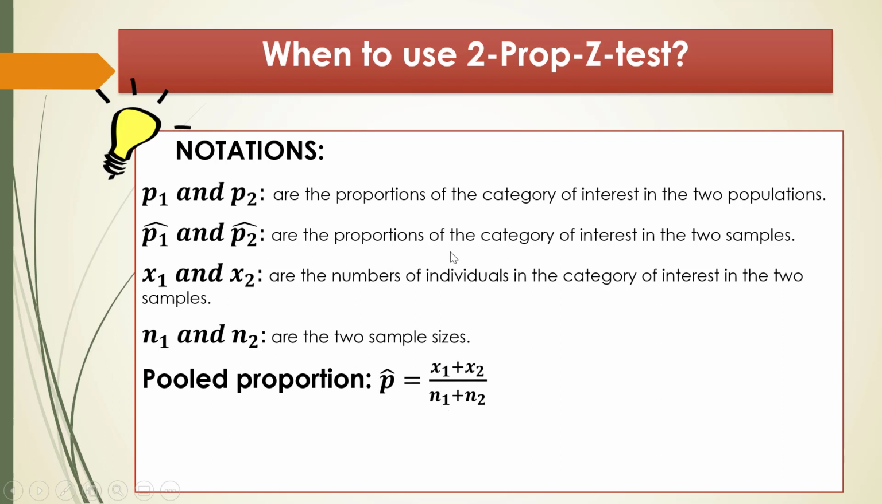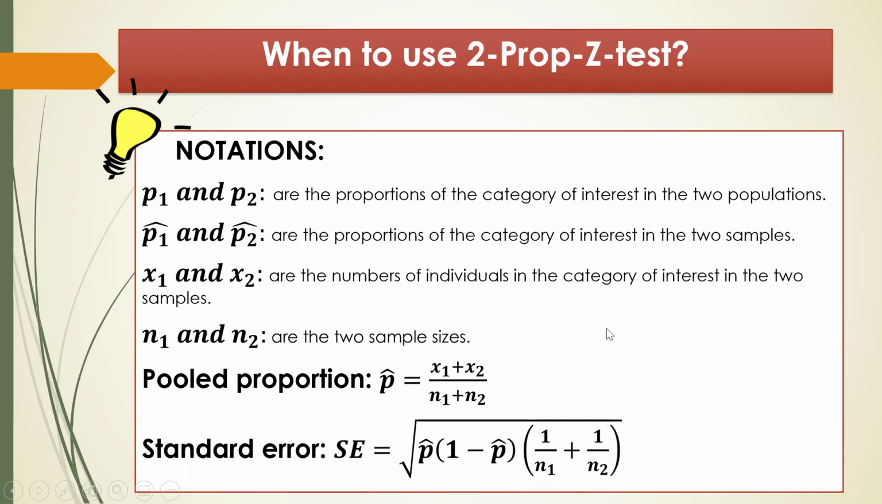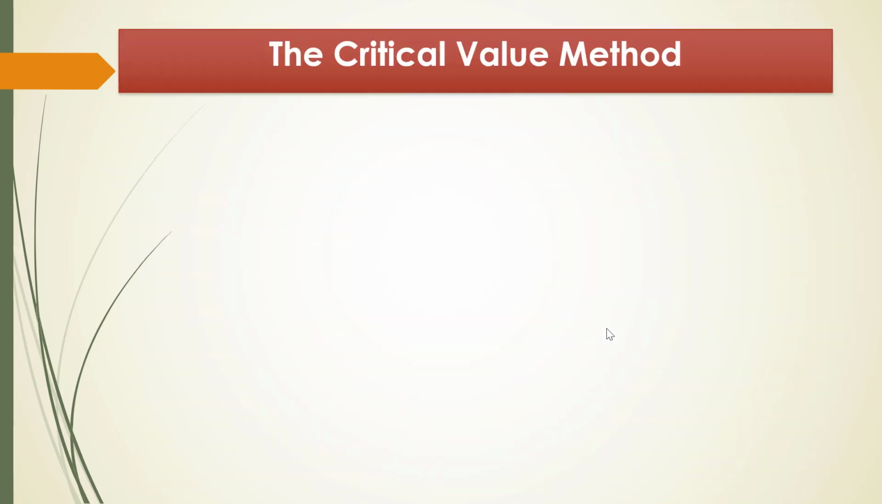That means the proportion of the category of interest combined in the two samples. And the standard error of this proportion is the square root of P hat times 1 minus P hat times the quantity 1 over N1 plus 1 over N2. So these are the notations that we need to know before we run the test.